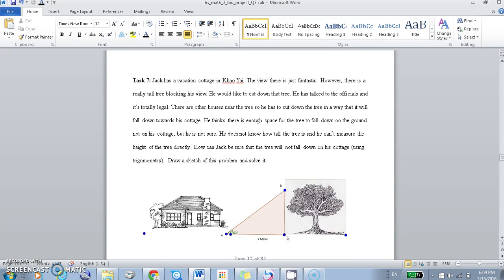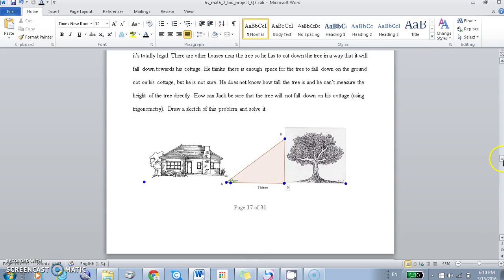Task 7 is that there's this guy named Jack, and he has a cottage in Khao Yai. That's a place right outside of Bangkok. The view is really pretty, but there's a tree blocking his house, and he wants to cut it down. I have to see if the tree will fall on his house. So what I did is I put his cottage, which is this, and then this is the tree. The distance between his cottage and the tree is 7 meters.